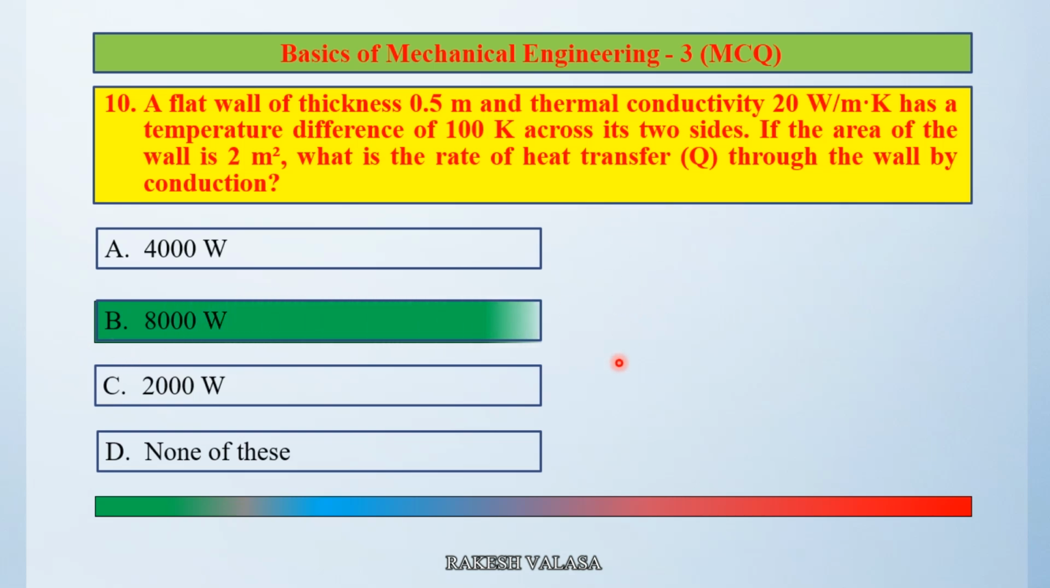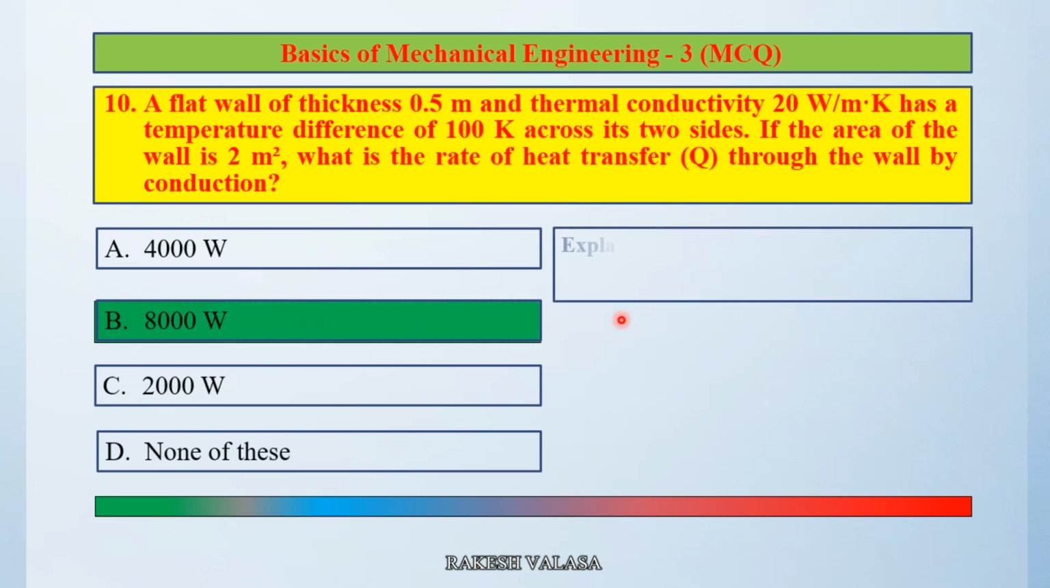Let us see the solution. Here the heat transfer for thermal conductivity, Q equal to KA delta T by X. K is 20 watt per meter Kelvin, A is 2 meter square, delta T temperature difference that is 100 Kelvin, thickness is 0.5. Now substitute all those values in this equation. You can get 8000 watts.